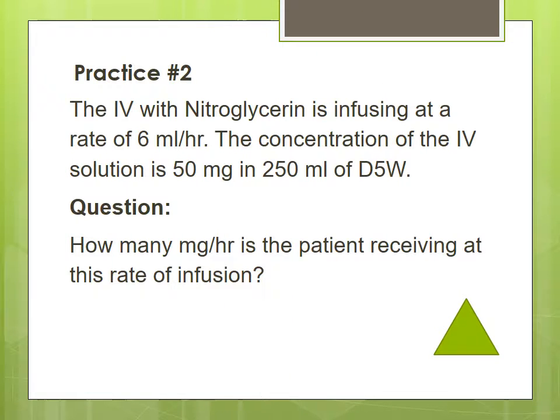Practice 2. The IV with nitroglycerin is infusing at a rate of 6 milliliters per hour. The concentration of the IV solution is 50 milligrams of the nitroglycerin in 250 milliliters of D5W. The question: how many milligrams per hour is the patient receiving at this rate of infusion?